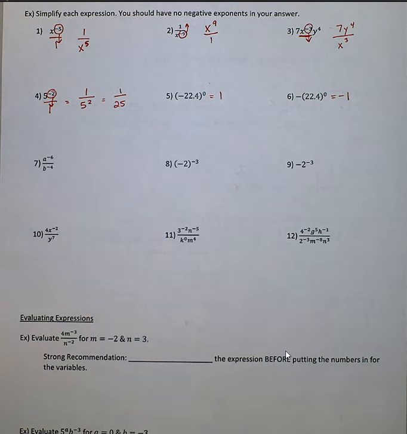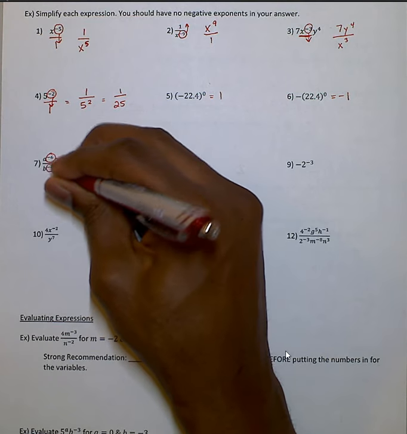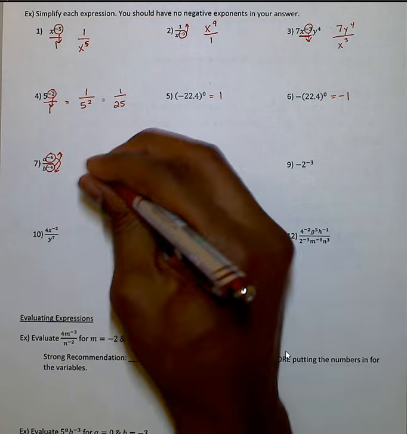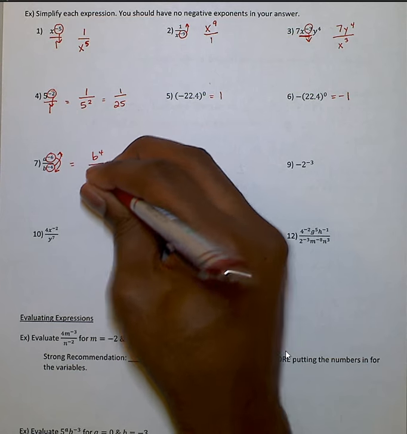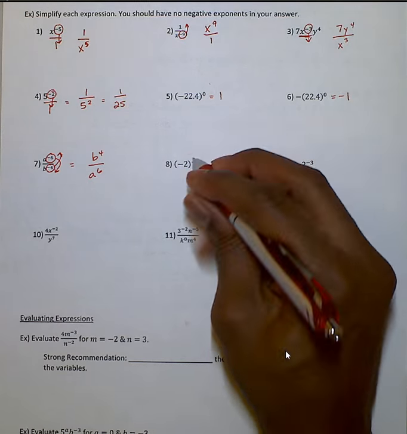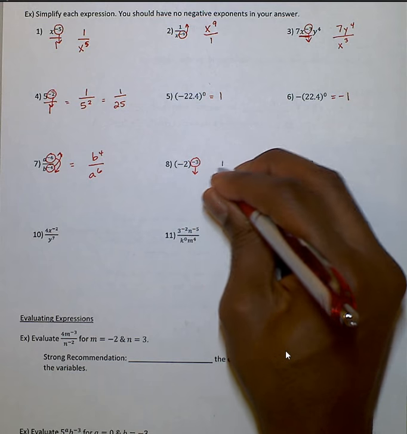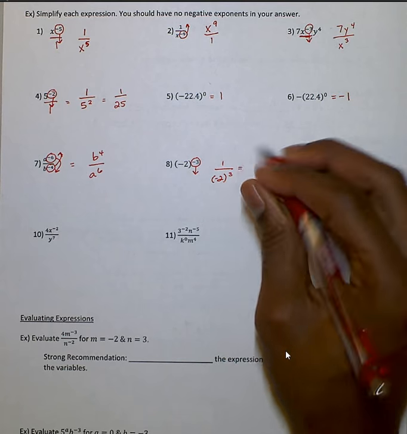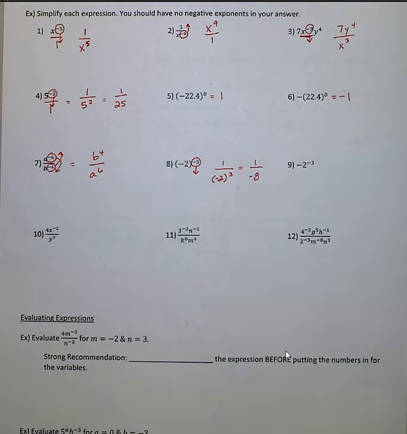Okay, for number 7, we have a to the negative 6th, needs to move. We have b to the negative 4th, that needs to move. Remember to keep those exponents tied to their base. So for 7, we should have b to the 4th over a to the 6th. Okay, number 8. Negative exponent needs to move. So I have 1 over negative 2 to the third. And I can simplify that. That's 1 over negative 8. Negative 2 times negative 2 is 4, times negative 2 is negative 8.